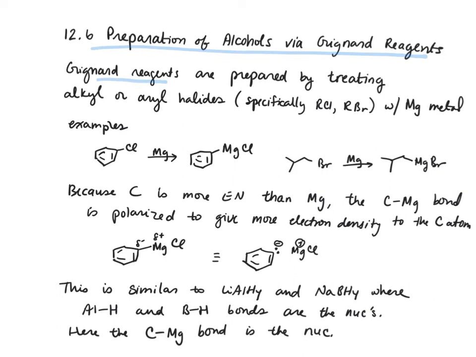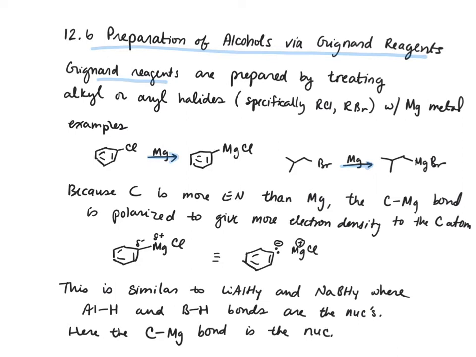These are reagents that are prepared by treating alkyl or aryl halides, specifically alkyl and aryl chlorides and bromides, with magnesium metal. Examples include chlorobenzene, reacting with magnesium to form this reagent where magnesium is inserted between the carbon and chlorine bond. And then in a second example, we have magnesium inserted between a carbon-bromine bond.